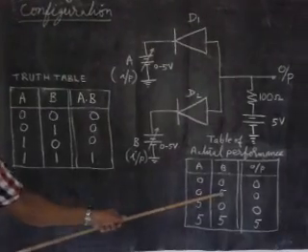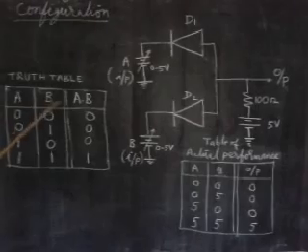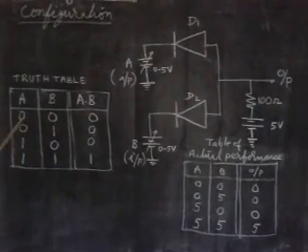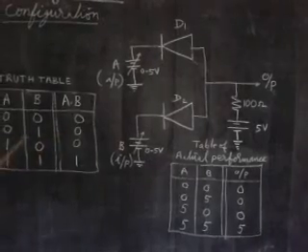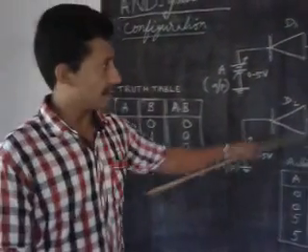Then the logic level truth table will be this: 0 for low level and 1 for high level, 5 volts. So you get the truth table. This is the AND gate circuit. 0 AND 0 gives 0, 0 AND 1 gives 0, 1 AND 0 gives 0, 1 AND 1 gives 1. This is the AND gate circuit.